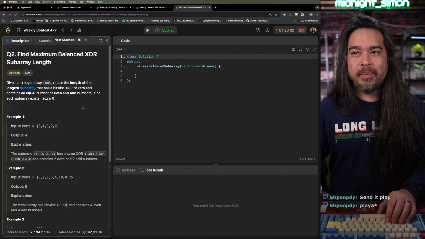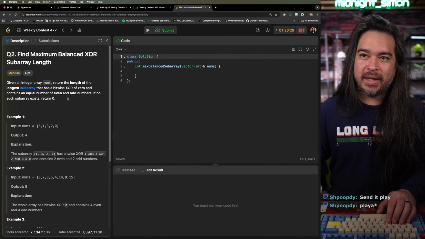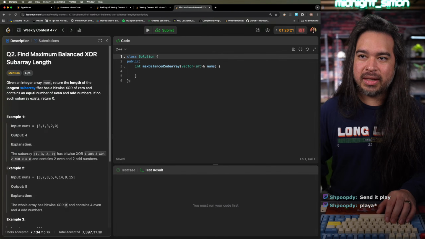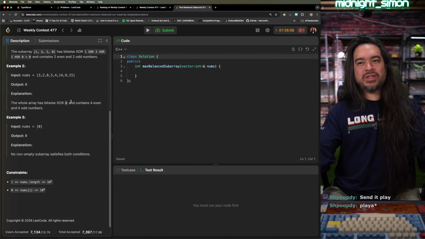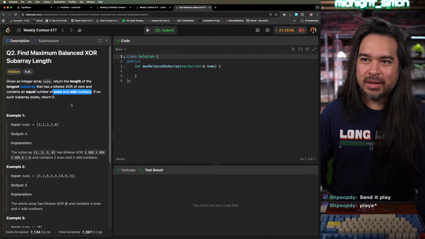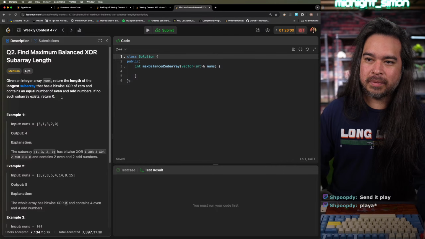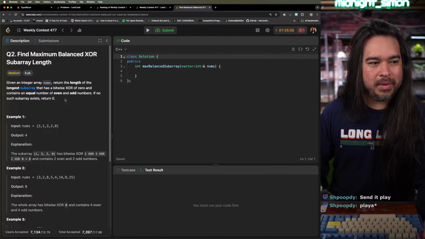Q2. Find maximum balanced XOR subarray length. Given an integer array nums, return the length of the longest subarray that has a bitwise XOR of 0 and contains an equal number of even and odd numbers. Did I also do this problem, man? Have I just done all these virtual contests? Wait, if no subarray exists, return 0. This problem sounds familiar, man.